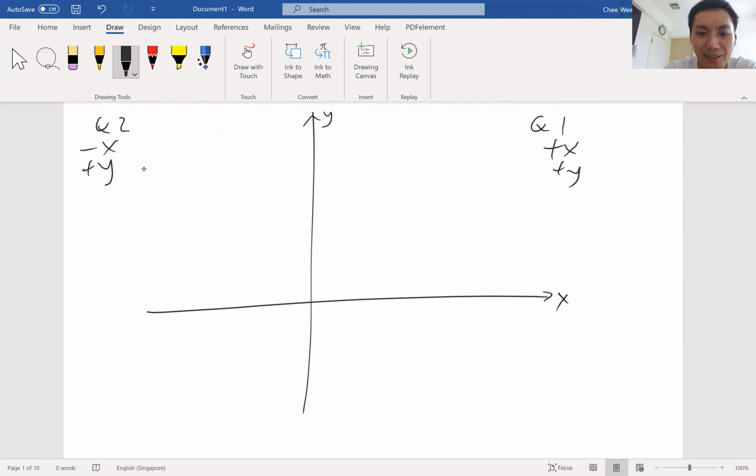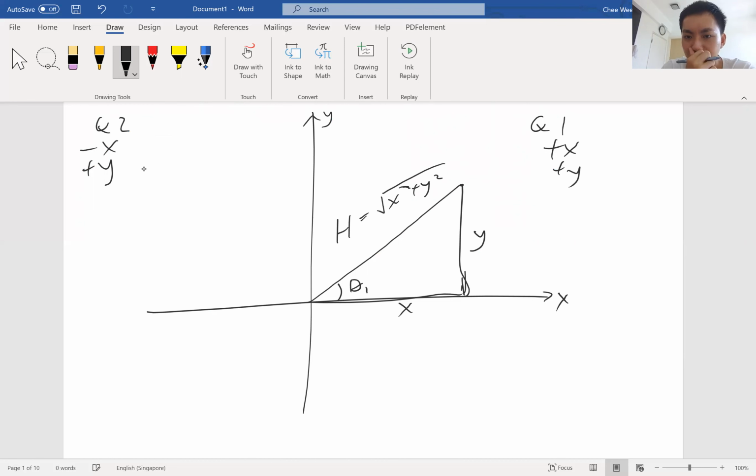So if I have an angle in Q1 this way, this will be theta 1. This will be y, this is x, by your coordinate geometry interpretation. And this is what we call h then. And h is just square root of x squared plus y squared, which will always be a positive value. So you can see that if your x, y, and h are all positive values, your sine, cosine, tangent are just a ratio of any two sides at any one go, right?